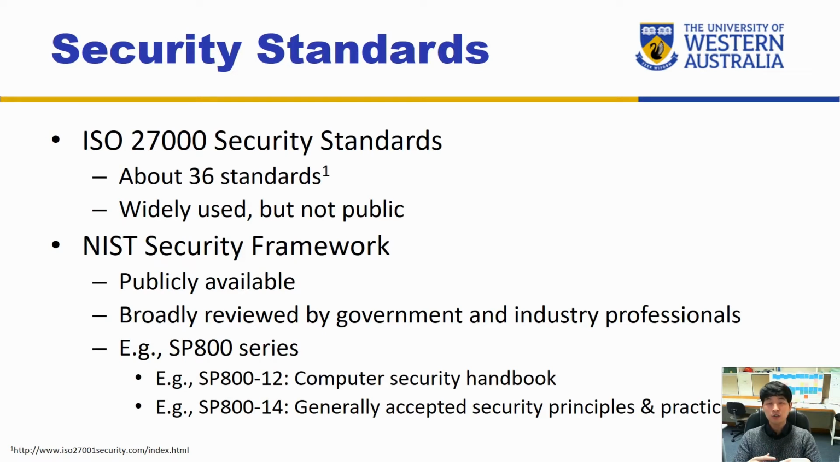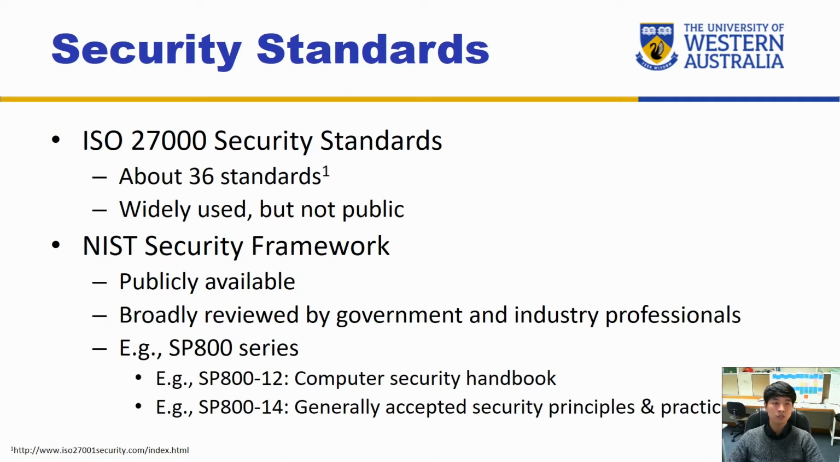Okay, so in this particular video, we'll be looking at the ISO one first, and the next one you can look at the NIST one, and you can have a look at some comparisons. But basically, in the ISO 27000, it specifies the security standards there, and there are about 36 standards that outline how you can implement security for your systems. Okay, this is widely used, but it's not a public standard. Okay, so you need to purchase it and implement it, and then you can get certified later.